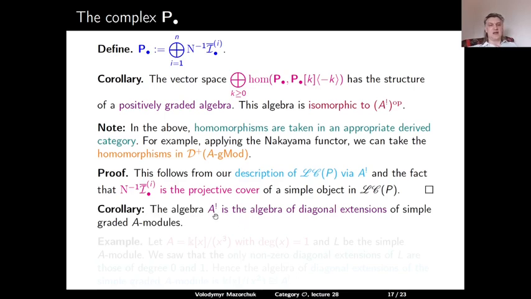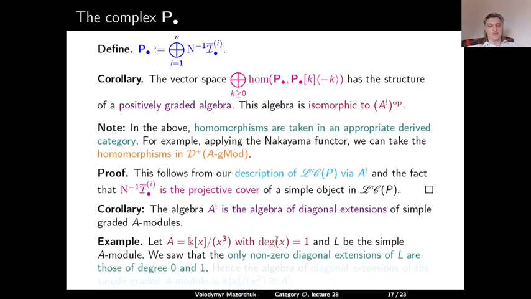Consequence of this is that the algebra A shriek is isomorphic to the algebra of diagonal extensions of simple graded A modules, because these complexes which define the algebra are essentially the linear parts of the injective resolutions of simple A modules. So for example, if A is kx modulo x cubed, such that the degree of x is 1, and let L be a simple A module. So we saw, when we had an example of constructing the diagonal part of the projective resolution of the simple module L, that it only had two components.